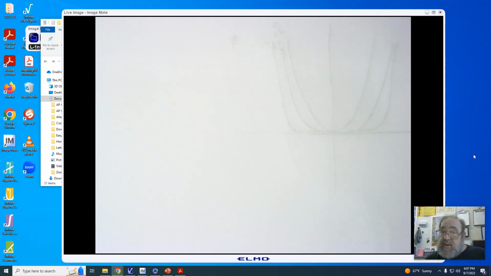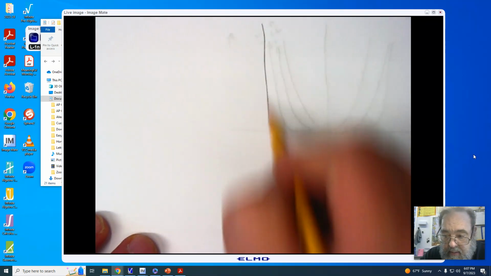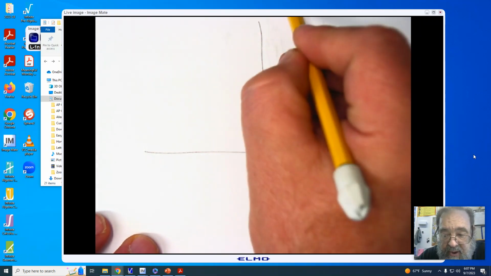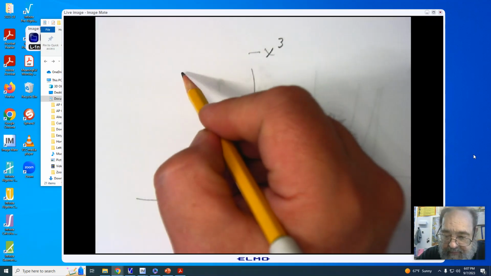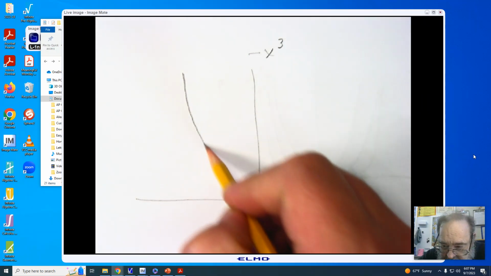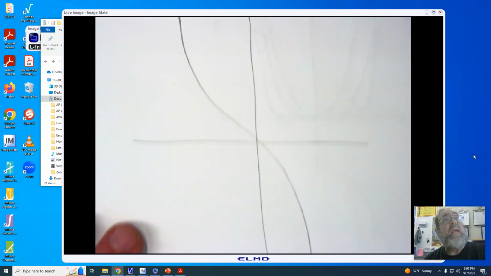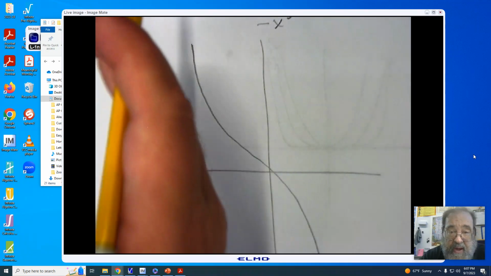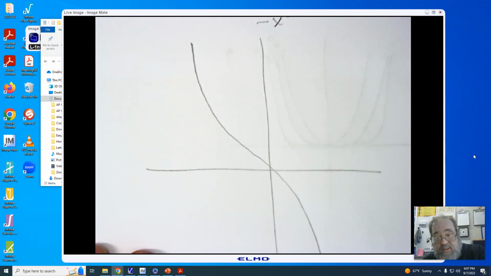Falling to the left, rising to the right when we have an odd highest power and a positive leading coefficient, and it's going to do the opposite. Once again, a reflection through the y-axis, where if I have a negative x cubed, for example, it's going to have to rise to the left and fall to the right. Once again, the right end behavior is to fall. The left end behavior is to rise. And this happens whenever we have a negative leading coefficient of an odd-powered polynomial.